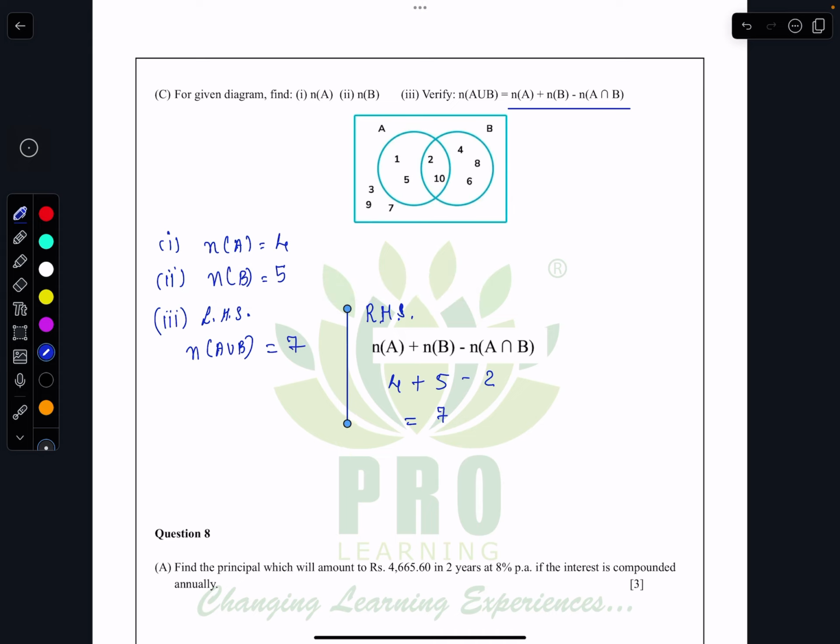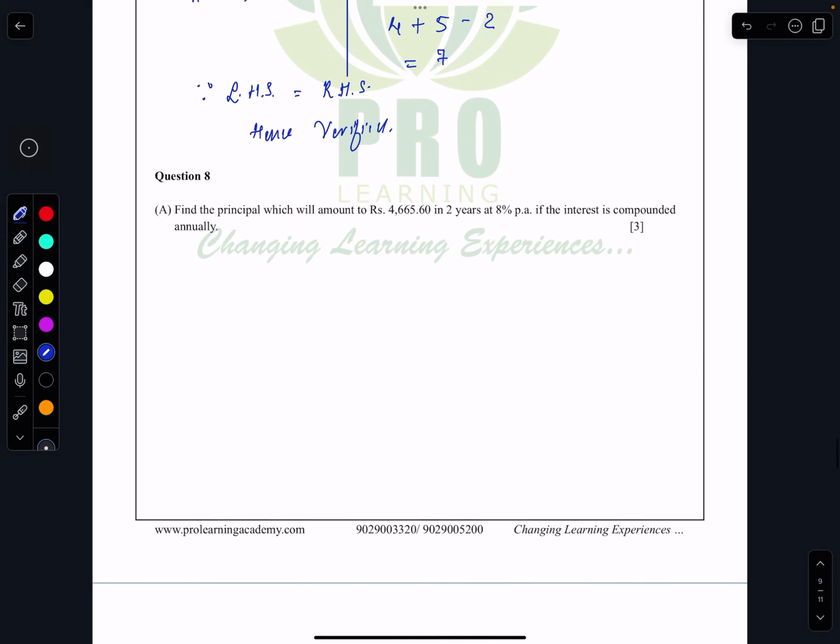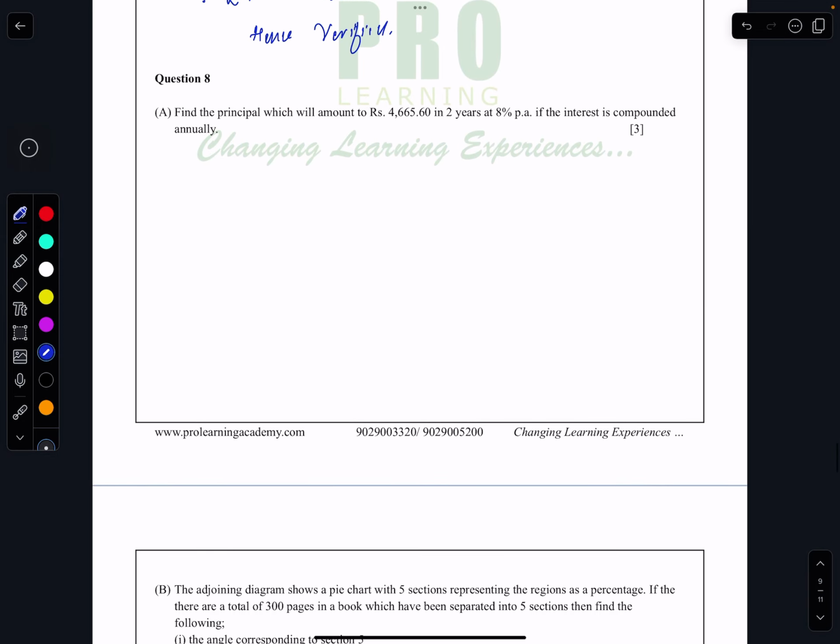So here we now say that since LHS is equals to RHS, hence verified. The question has been verified here. We move on to question number 8.